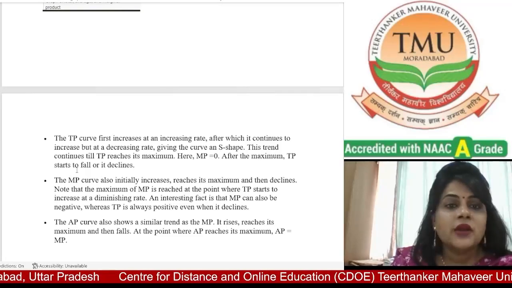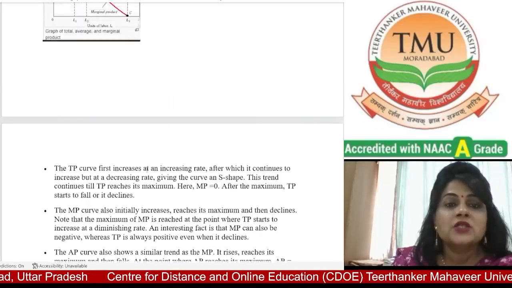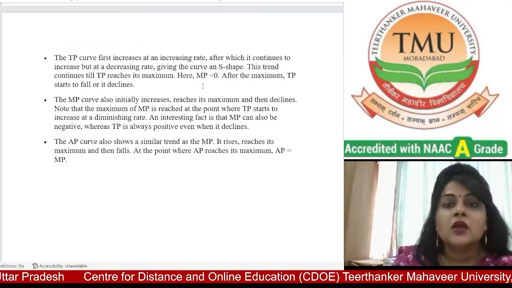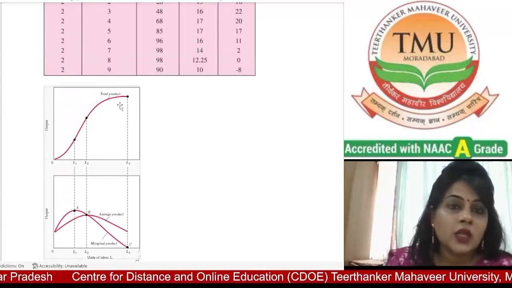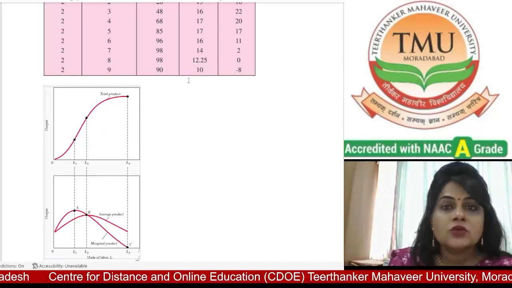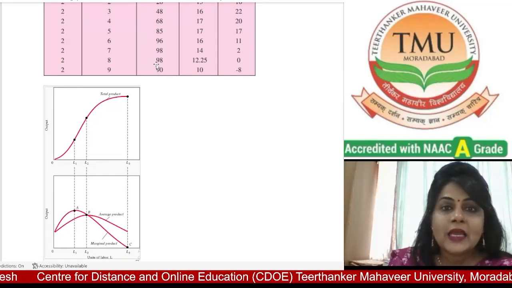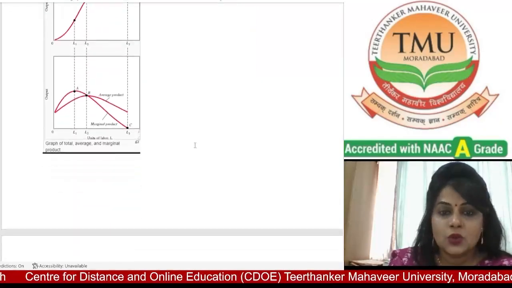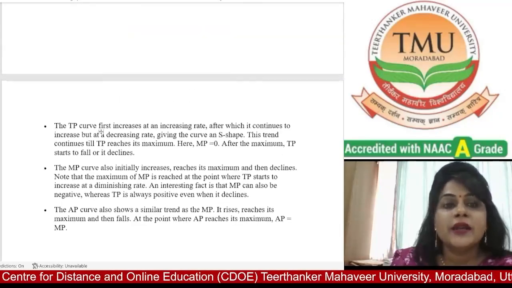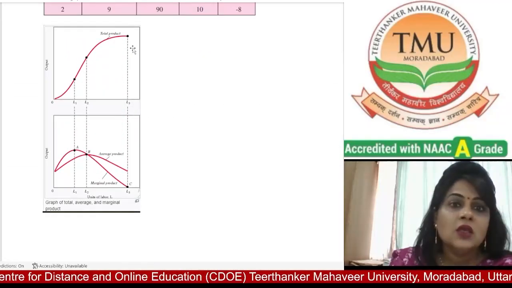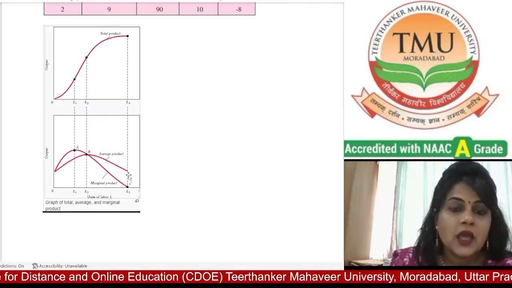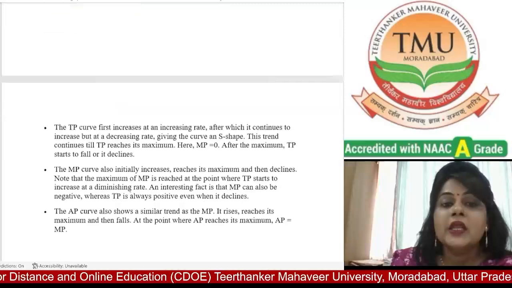its shape. This trend continues till TP reaches its maximum. Here at its maximum point, MP is 0, where TP is max, MP is 0. You can also see in the schedule when TP is 90, maximum, MP is 0. After the maximum, TP starts to fall and decline. After this point, sorry, this is not showing in the graph, but it comes down, and MP becomes negative.